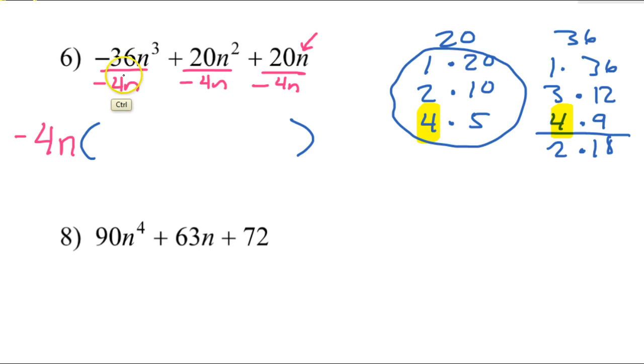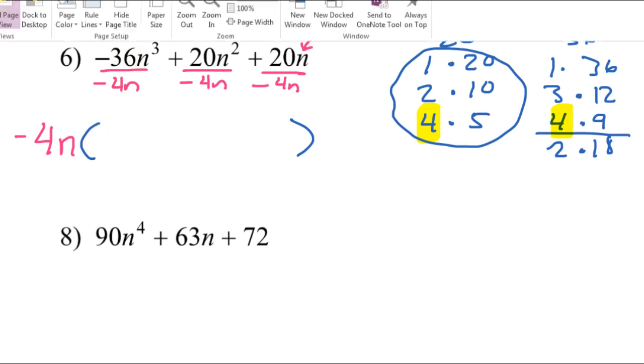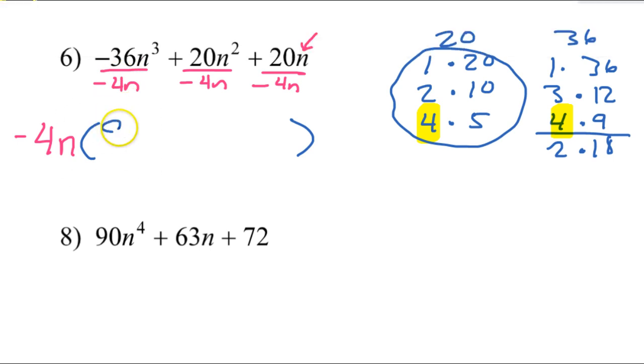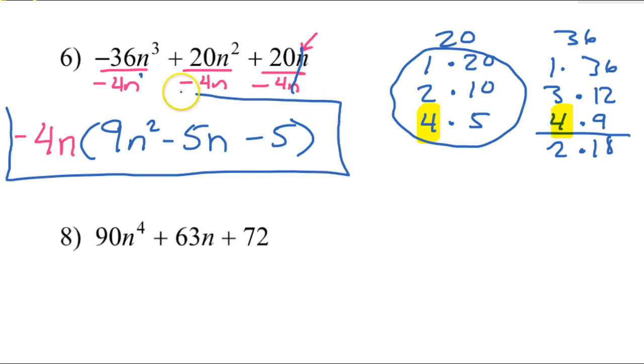So 36 divided by 4 is 9. Okay, so this is going to be 9n squared, because you subtract the 3 minus 1. And then this is going to be negative 5, all right, 20 divided by negative 4, negative 5n. These n's cancel each other out. And again, this will be negative 5. Now, is there anything that will divide evenly into 9 and 5? No. That means we chose right the first time, and this is the final answer.